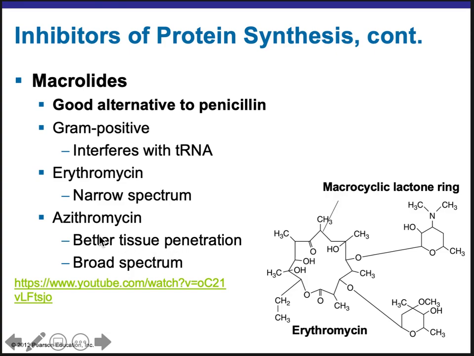It also has a little bit better tissue penetration. So just like we saw with the tetracycline, the azithromycin is going to be given for those more difficult infections like UTIs and respiratory infections. There's a little video here to show you the mode of action and talk a little bit about the macrolides. Okay, it's a very good alternative to penicillin. Right, penicillins also target gram-positive bacteria.